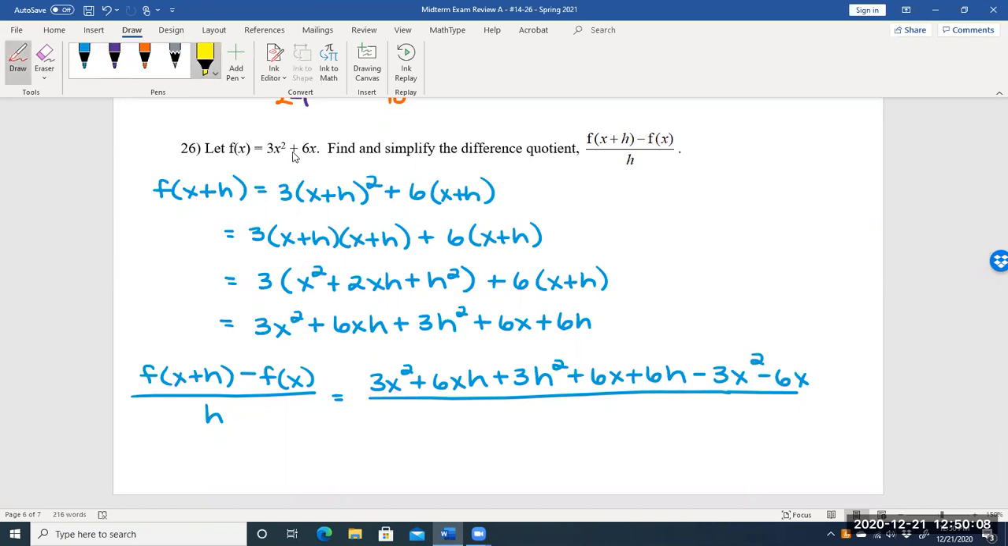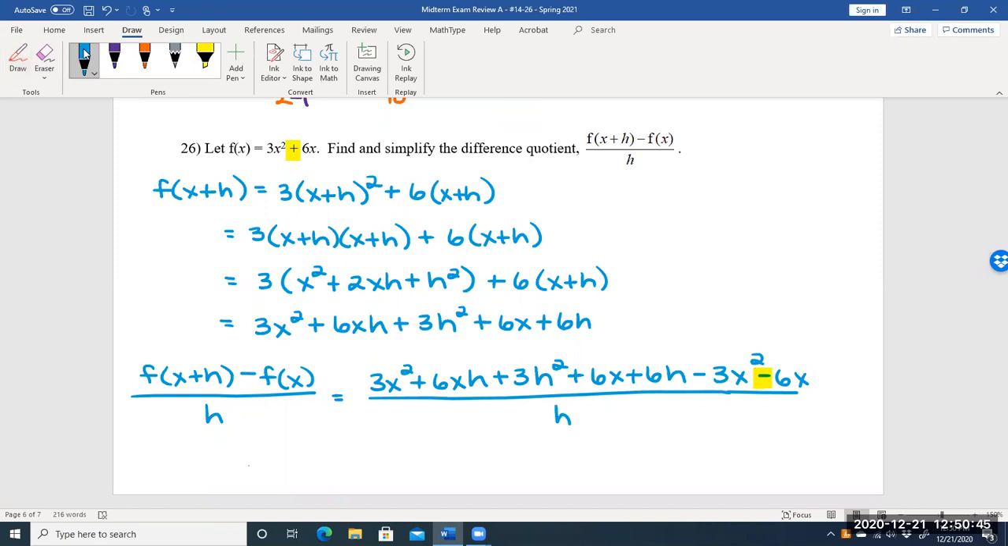Now I'm going to highlight something because this is often missed by students. So my f of x is 3x squared plus 6x. However, when I subtract f of x in the numerator, I don't want to just subtract the 3x squared. I also need to subtract the 6x. So all terms of f of x are going to change sign when you subtract f of x in the numerator. And then the whole thing is over h.